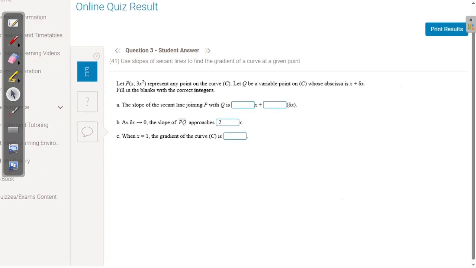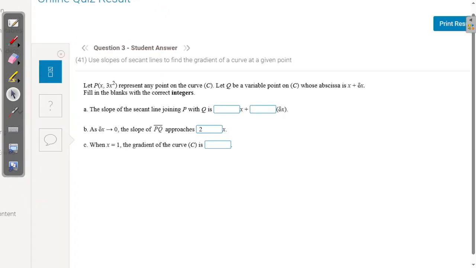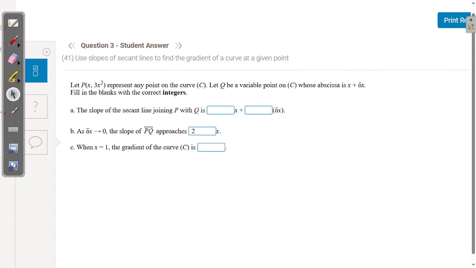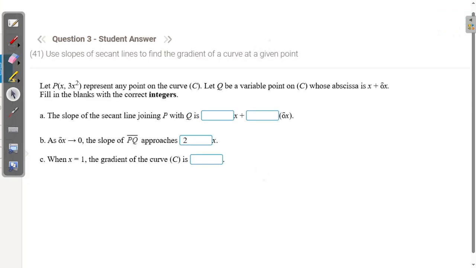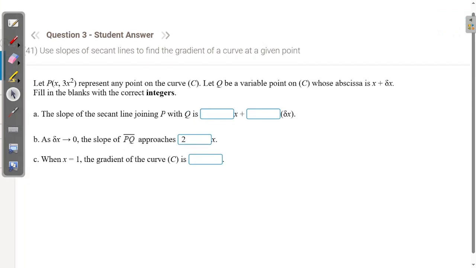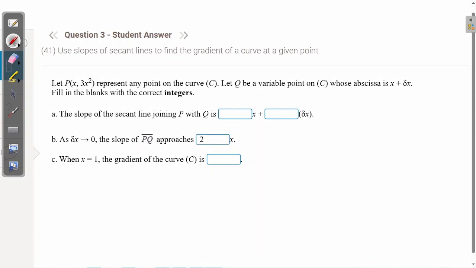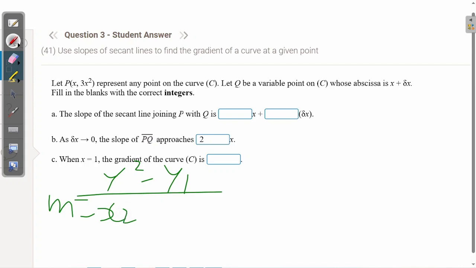Okay, now let P with x and y = 3x² represent any point on the curve C. Let Q be a variable point on C whose abscissa is x + Δx. And they want the slope. First of all, what's the slope? The slope is (y2 - y1) over (x2 - x1). Let's say y2 and x2 are for this one.